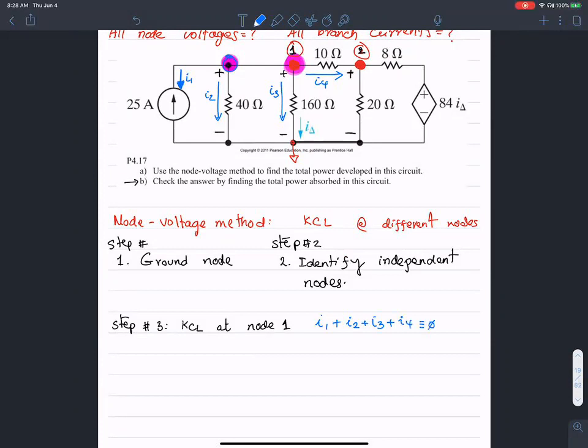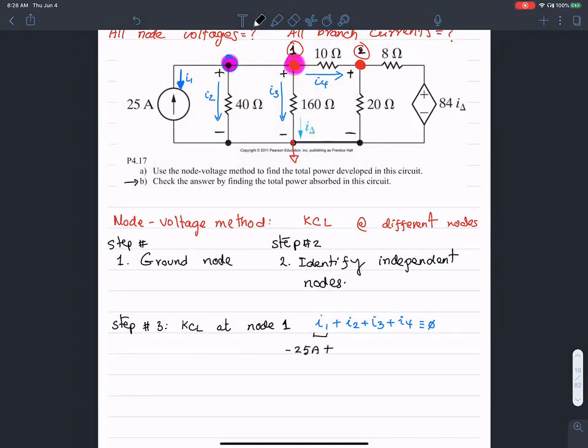So what is I1? I1 is the exact opposite of my current source. So I have a negative 25 amperes, because the current direction I have chosen here is the exact opposite of the actual current direction. Does that make sense? So this is negative 25 amperes.